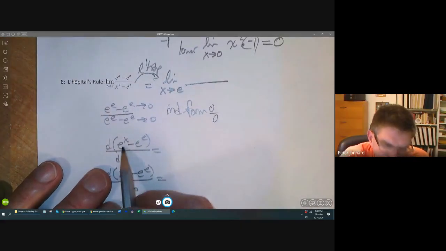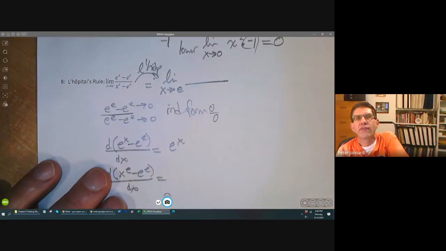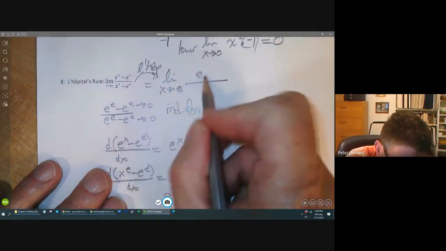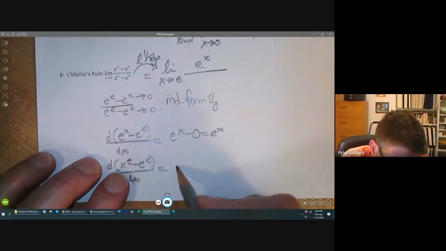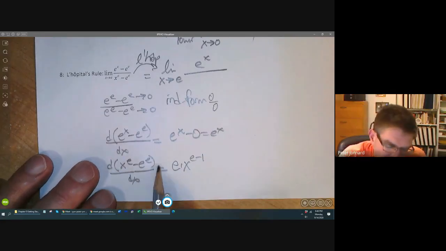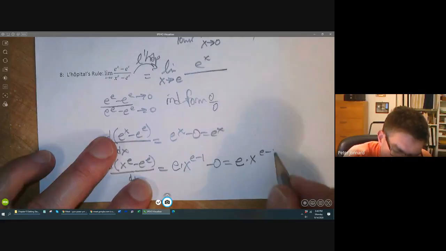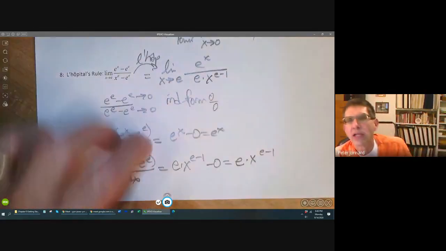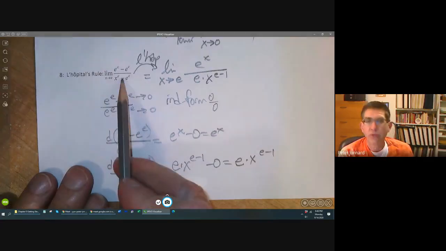So let's do this. The derivative of e to the x is e to the x, and e to the e is a constant. Even though I know you'd have to punch it on a calculator, it's still a constant. And so that's minus 0, or just e to the x. So I'll put that in the numerator here. Okay, and then for the denominator, x to the e, that's the power rule. That would be e times x to the e minus 1. And again, e to the e is constant, and so that would be minus 0. And you'd end up with e times x to the e minus 1. And so I'll put that up here, e times x to the e minus 1. And what L'Hopital's rule says is if that limit exists, then that will equal the original limit here.